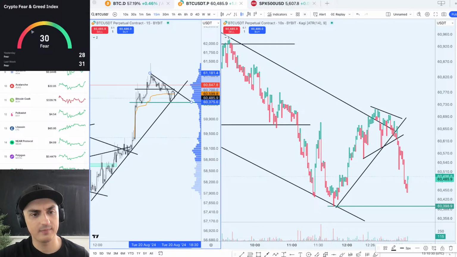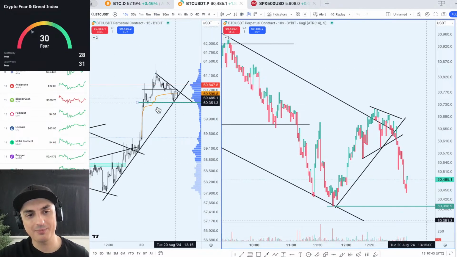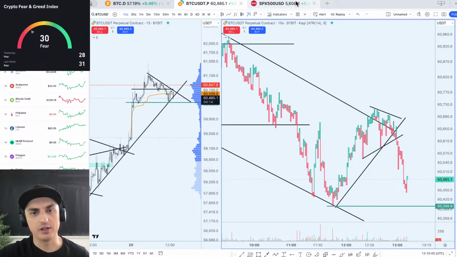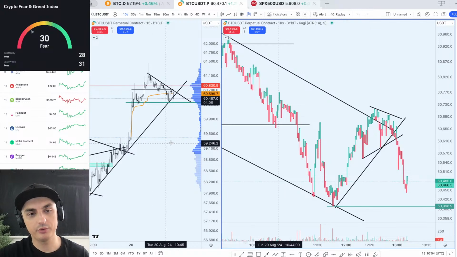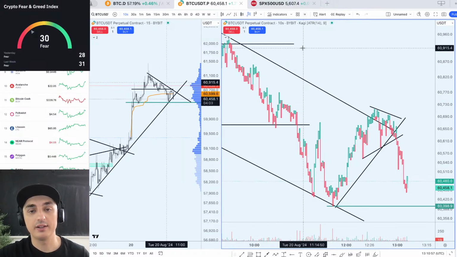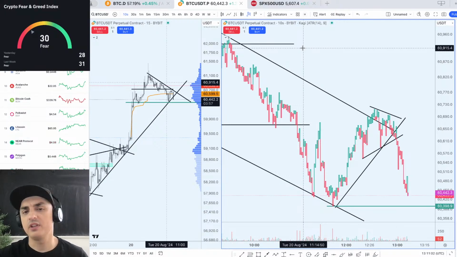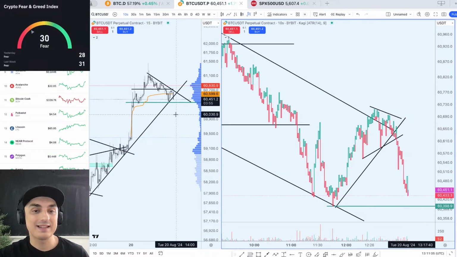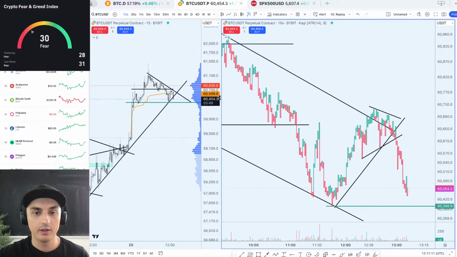Let's see if we can get this area. It's potentially a really high risk trade. It's risky because the probability that we're going to do this is kind of low, especially today because we don't have any major news coming. So probabilistically it's not that great, to be honest. We're going to see.